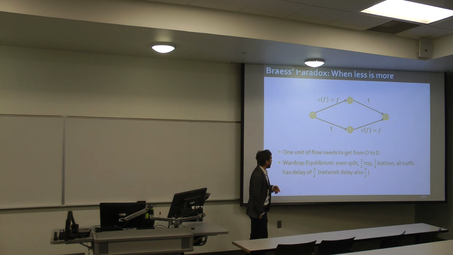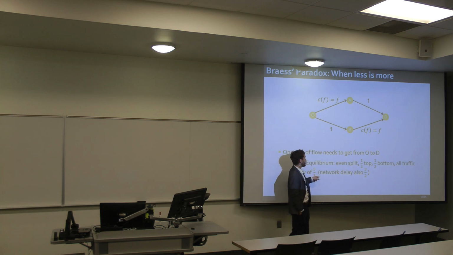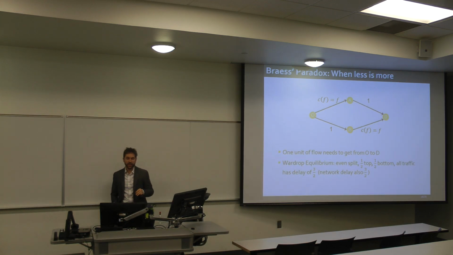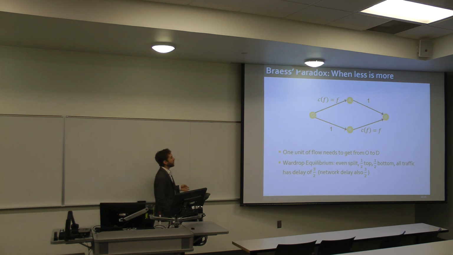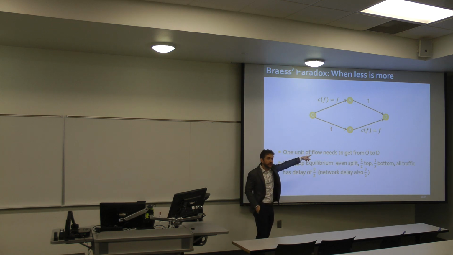And in that case, every vehicle in the network is going to experience a delay of 3 halves, right? 1 plus a half. And the total network delay, since everybody's experiencing a delay of 3 halves, that 1 unit of flow times 3 halves gives you a total network delay of 3 halves, right? So that's the network delay in Braess's paradox, okay? But here's why it's a paradox. Suppose you come along and you say, look, it's actually not that hard to build a shortcut from A to B.